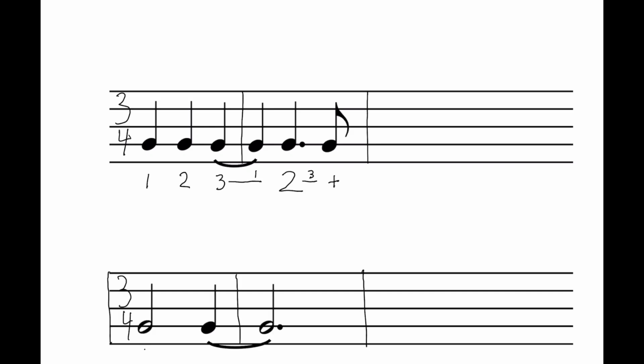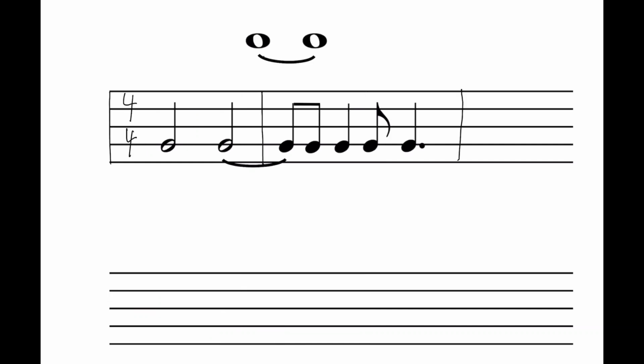Let's try one more example. Here we've got a half note to start a measure of 3/4, so that's 1 with 2 on the line. Beat 3 is connected to the dotted half note, so we're going to draw 3 in a line, and all 3 of these beats are going to go on that line.